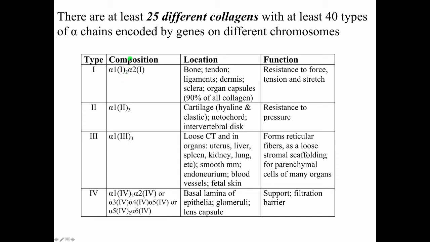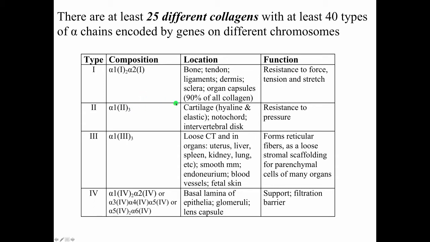Now, I don't care so much that you know the composition of the different collagen molecules. I put this component of the table in to reiterate what you've learned in biochemistry. I do want you to know, for example, that type 1 collagen is found in bone and in tendon, and, for example, in ligaments, in the dermis of the skin, in the sclera. It turns out type 1 collagen consists of about 90% of all the collagens in the body, and type 1 collagen gives the organs and tissues resistance to force with tension and stretch.